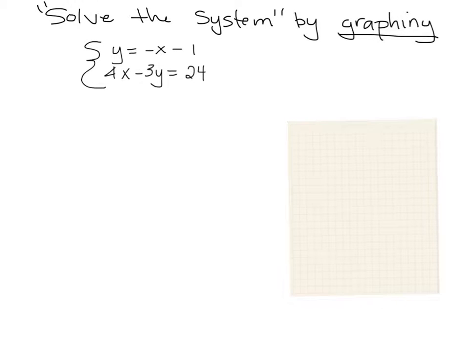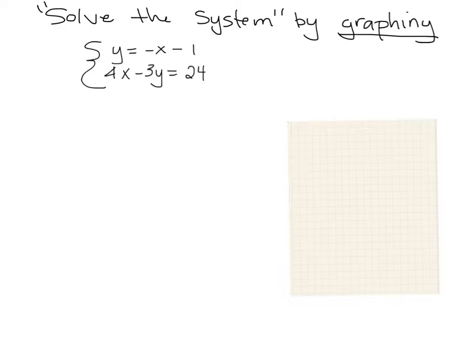Okay, this is example 1, and we want to solve the system by graphing. Notice we're given a system, specifically of linear equations. These are lines, which you know how to graph already. And it says solve the system, not solve the equation. We're not solving for one variable. We want to know what x and y are, so two variables.